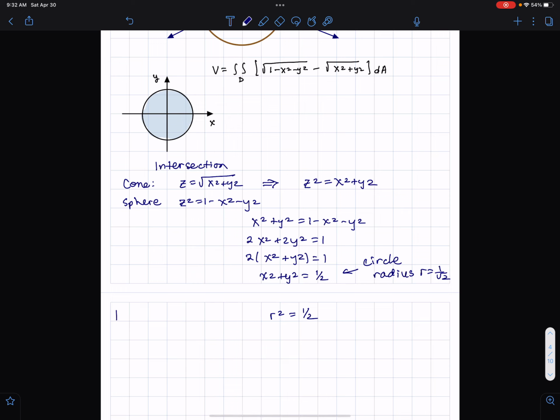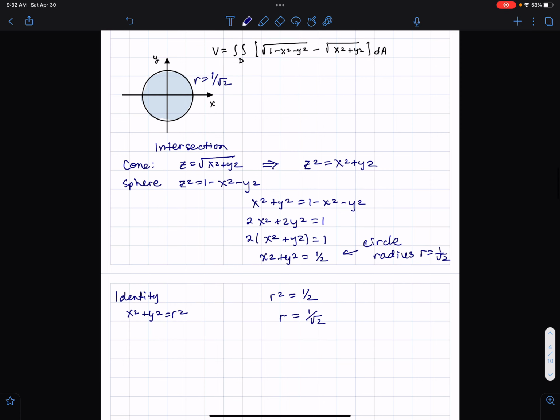If I use the identity that x squared plus y squared equals r squared, which is an identity from polar coordinates, that means that r is equal to the square root of that. I'll only do the positive root. So that's a way to describe this circle: r equals the square root of 1/2, and that leads to our description of D. I'll put it in set notation. D is the set of (r, theta) such that, well, it's a circle, so theta starts at 0 and we go all the way around, and that takes us to 2 pi. And then r starts at r equals 0, which is the origin or the pole, all the way up to r equals the square root of 1/2.